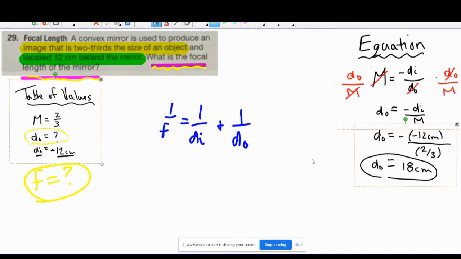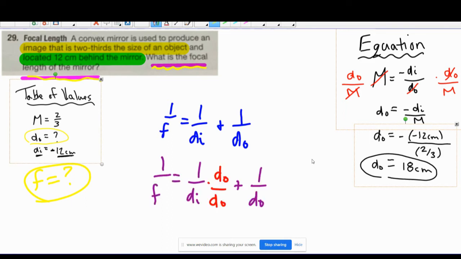Now we've got the di value, which was negative 12 centimeters, and we just solved for the do, 18 centimeters. Before we can solve for the focal length, we need to rearrange this equation to solve for f, which is a little bit harder said than done. Before we can solve for f, we need to be able to flip this fraction, 1 over f to f equals. But in order to do that, the right-hand side of our equation, 1 over di plus 1 over do, we have to get it over a common denominator. How do we do that?